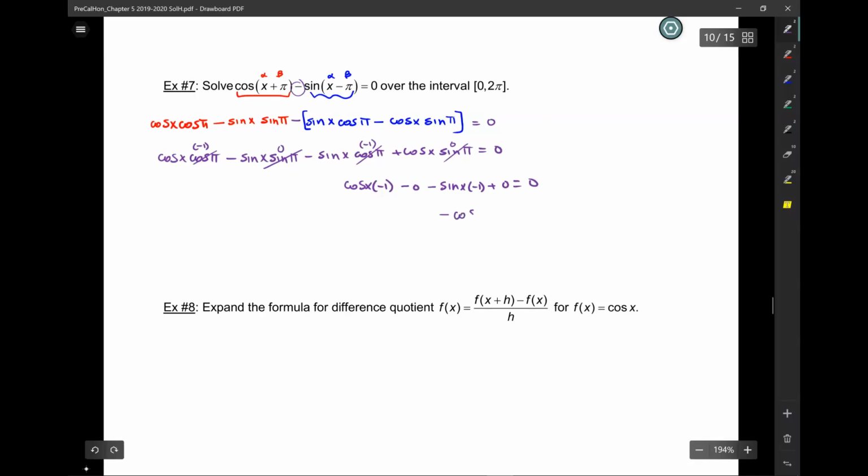Okay, so basically I have negative cosine x plus sine x equals 0. Why is it minus 0 minus sine? Because this one, this term becomes 0. Sine of pi is 0. So it's cosine times -1, minus 0, minus -1 times sine, plus 0.